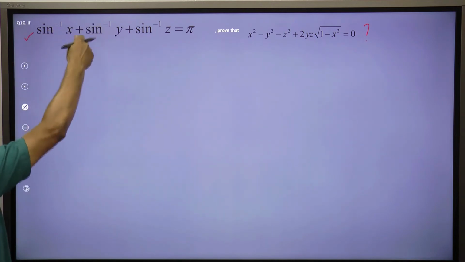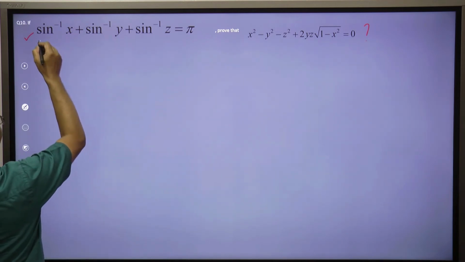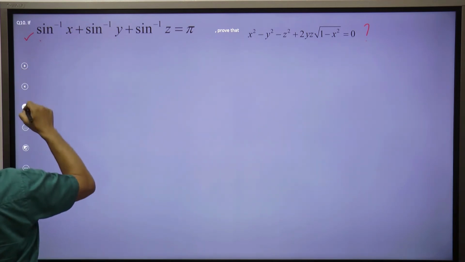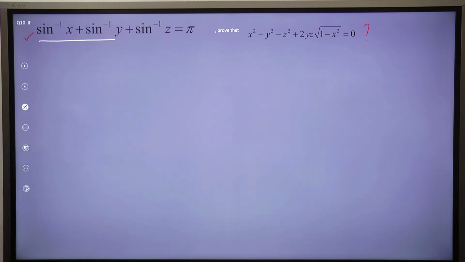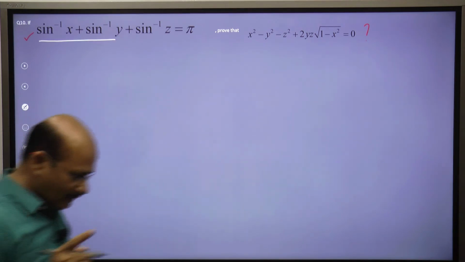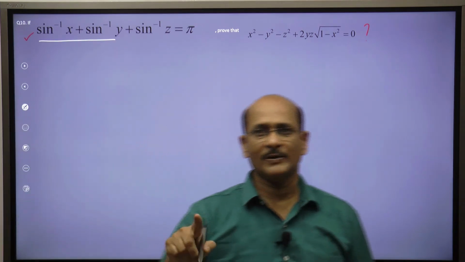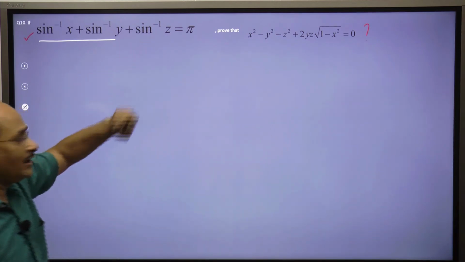So any given information, you have to use that given information to reach the unknown thing. So let us see this part. First thing is, I can try to apply the formula for this. But understand, sin inverse x plus sin inverse y is nothing but sin inverse of x root 1 minus y square plus y root 1 minus x square. It's a huge formula, and then pairing up with z is slightly different.